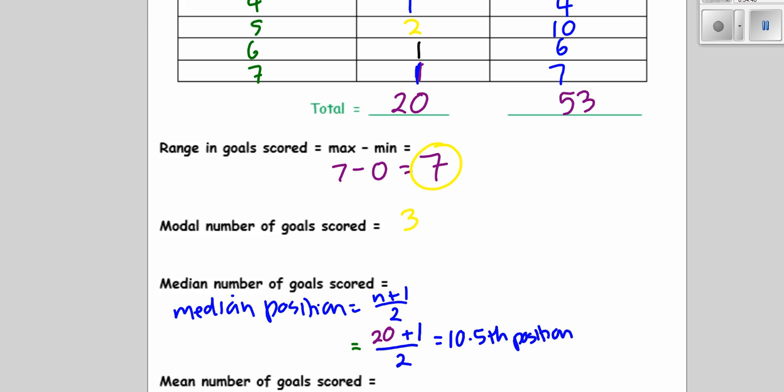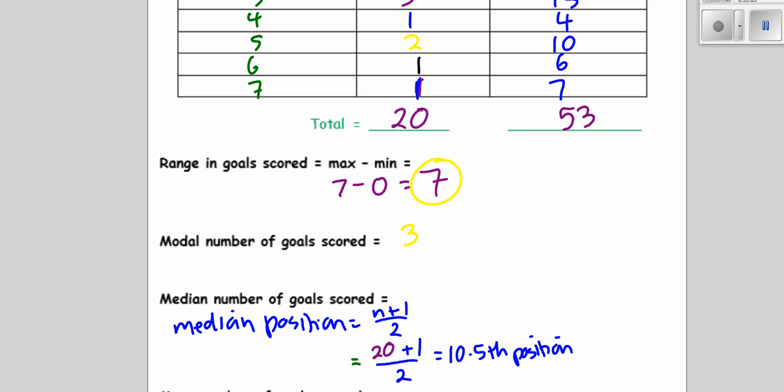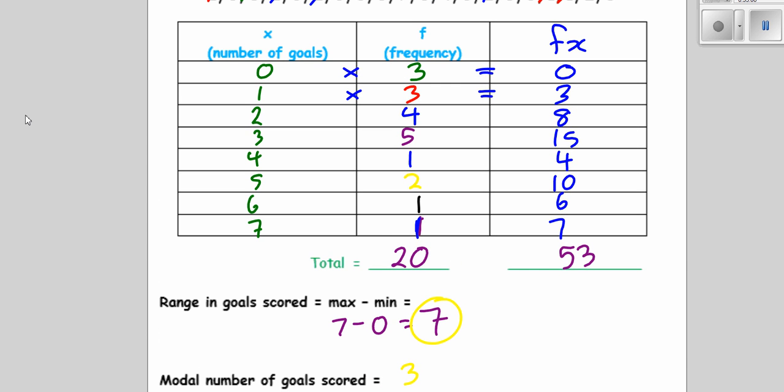So that's kind of worth a mark. That's not our median, that's the position of the median. So we've now got to count up our frequencies until we reach the 10.5th number. It means the average of the 10th and the 11th number. Do you have to put them in order to find it? You could, but that's a massive pain.